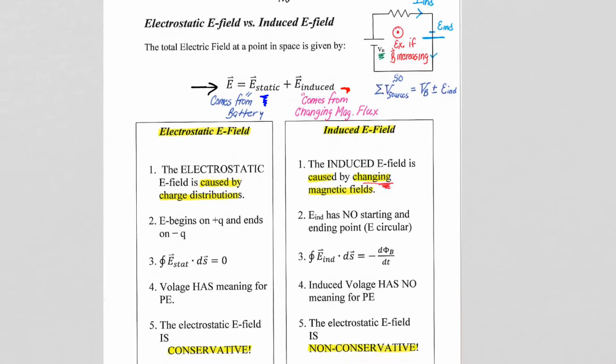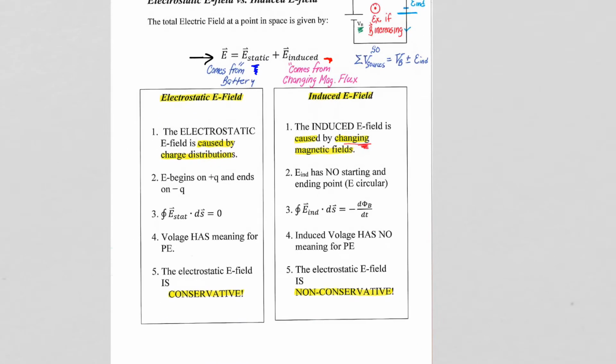Now, conceptually, the differences between the two are listed here for you, and I'm going to start from the bottom line. The bottom line is that the induced electric field is non-conservative, and the electrostatic electric field is conservative.